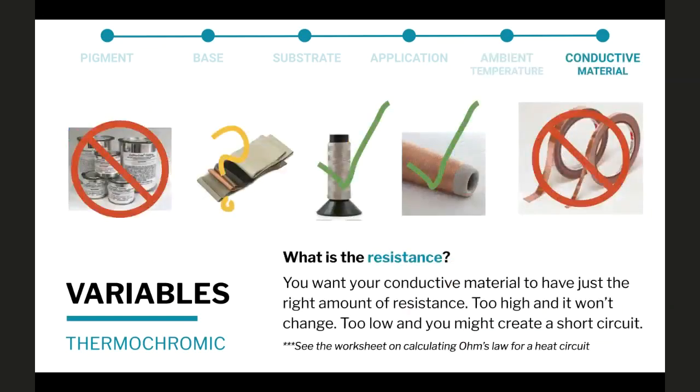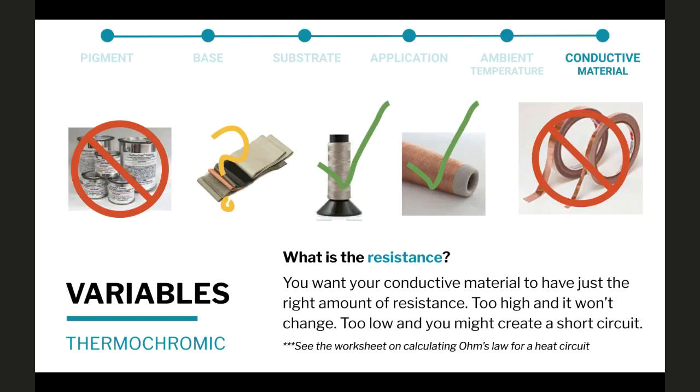And lastly, the conductive material that you use is also going to impact the transformation time and how your project looks. For these projects, you want a conductive material, a heating element, that has a little bit of resistance. It needs to have just the right amount. We don't want to use copper tape because it doesn't have enough resistance, so the current will just go straight through it and it won't generate enough heat to cause any change.